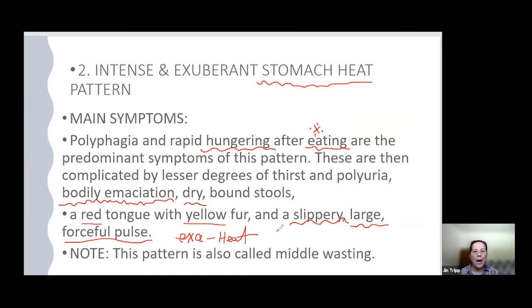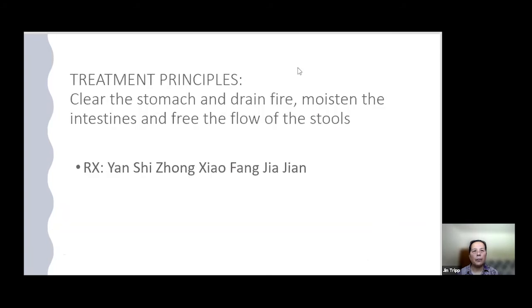So that's the pattern we mainly call 中消, middle xiao. The main key symptom is eating. Treatment principle: we mainly clear heat from the middle jiao, and then we try to moisten the intestine because they have dry stool.